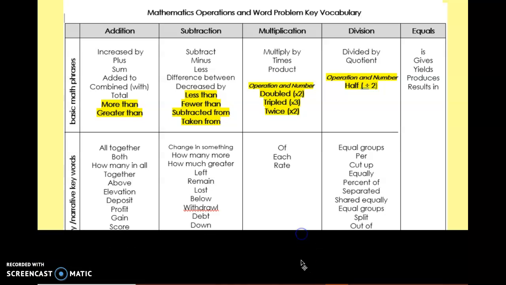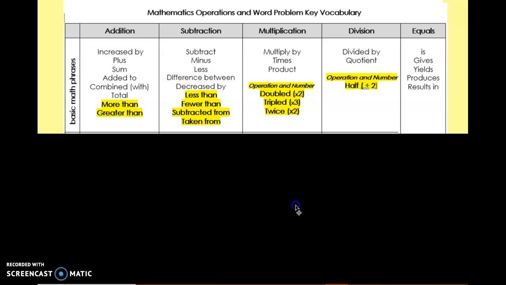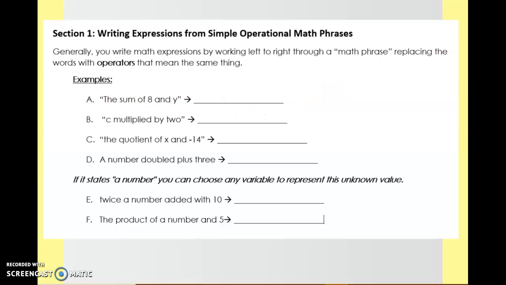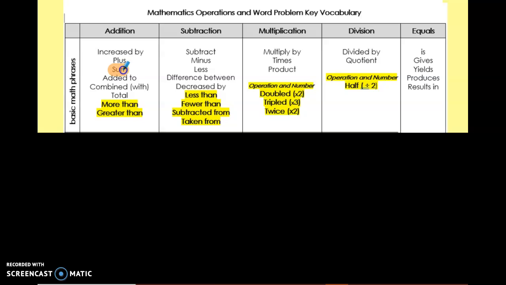So to start out, we said we would start basic and dig a little deeper, getting more complex. We're just looking at the very first section here, on basic math phrases and our keywords that are more common. Generally when you write math expressions, you work left to right through a math phrase, replacing words with operators that mean the same thing. If I look at this very first one, we'll do some examples together. The sum of 8 and y. The sum means to add. If you weren't sure, hopefully that's a more familiar one to you, but you can go to your keywords chart and say, oh, here it is, sum. That means to add, so that you know what operation you are looking at.